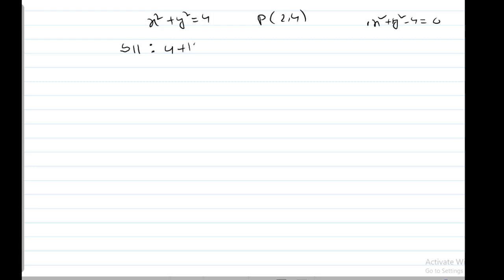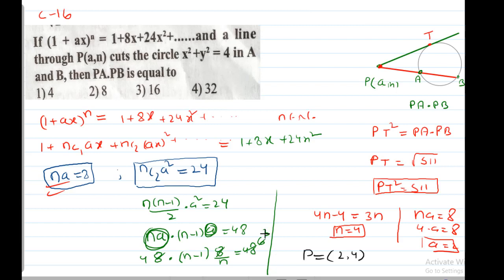4 plus 16 minus 4, which is the same as 16. S11 equal to 16. So PT square equal to PA into PB. So now I can say that PA into PB is nothing but 16. Now we need to cross check with our options. So 16, the third option, is correct.